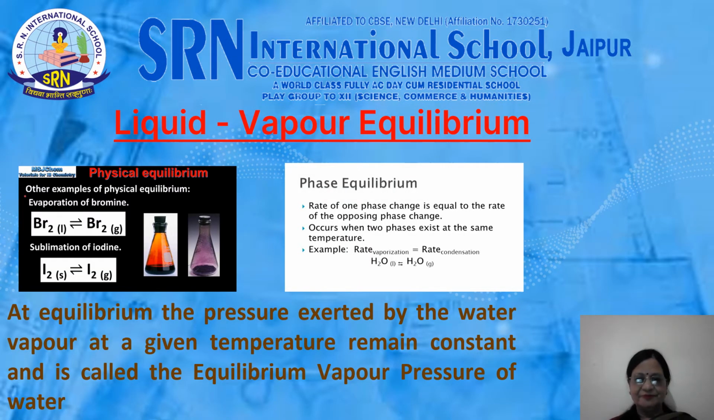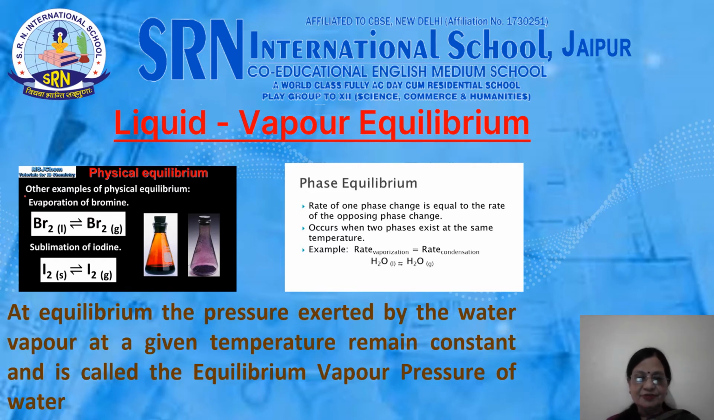Liquid vapor equilibrium. It is such a phase equilibrium where the rate of one phase change is equal to the rate of opposite phase change. And when it occurs, these two phases exist at the same temperature. For example, if we consider water in a liquid phase and water in a vapor phase, they will be in equilibrium, and in this case the rate of evaporation or rate of vaporization becomes equal to the rate of condensation.